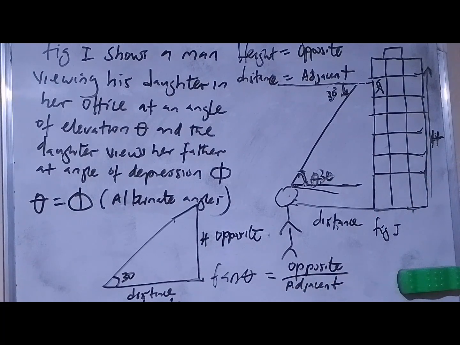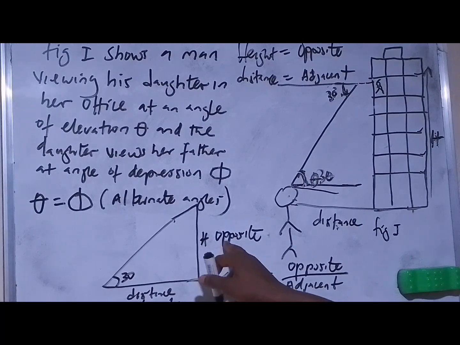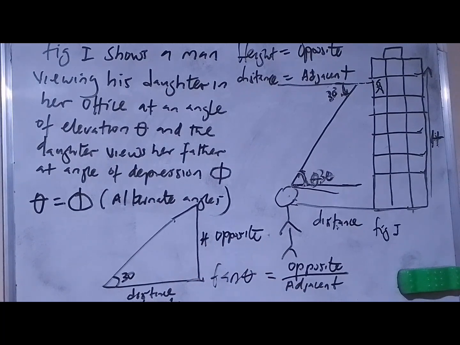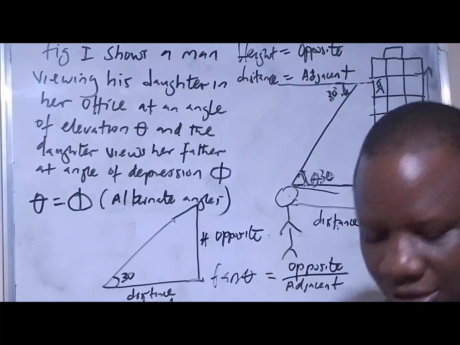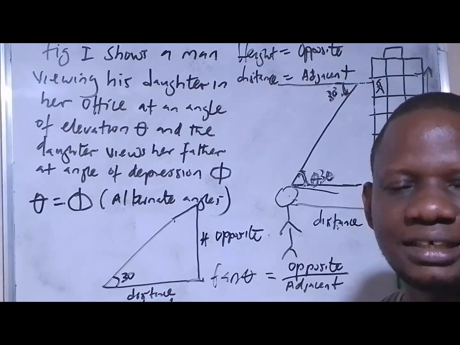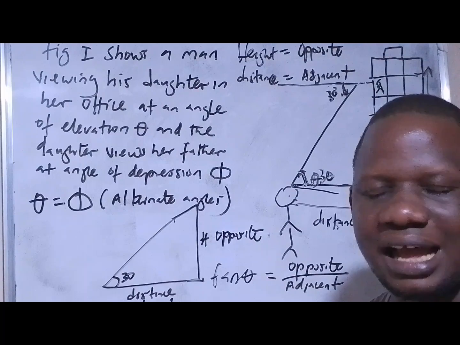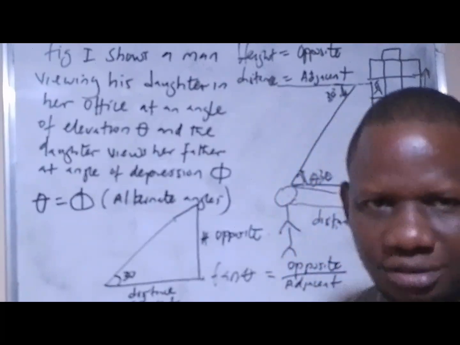So that is what we calculate. The opposite over adjacent, we can get the tan theta, or we can get the opposite. If the height is not given and the distance is given, you can calculate the height. If the height is given and the distance is not given, you can calculate the distance. So in our next class, we are going to look at how to do some calculations in angle of elevation and angle of depression. Bye bye.